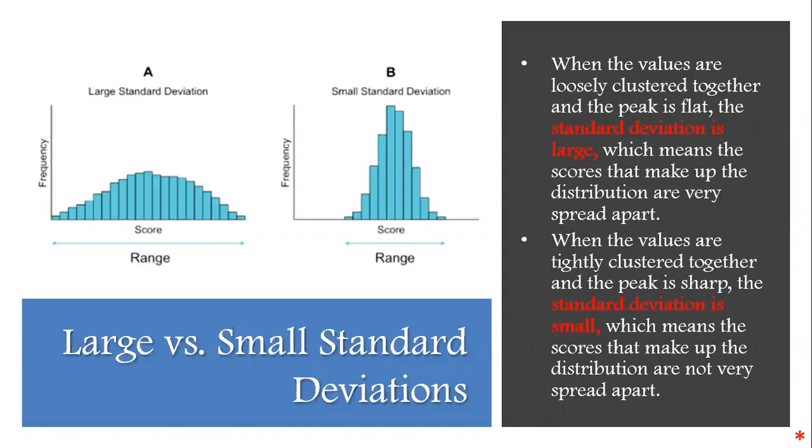So let's take these two graphs as an example. In graph A on the left, when the values are loosely clustered together in a distribution and the peak is flat, the standard deviation is large, which means the scores that make up the distribution are very spread apart. On the other hand, for graph B, when the values are tightly clustered together within the distribution and the peak is sharp, the standard deviation is small, which means the scores that make up the distribution are not very spread apart.